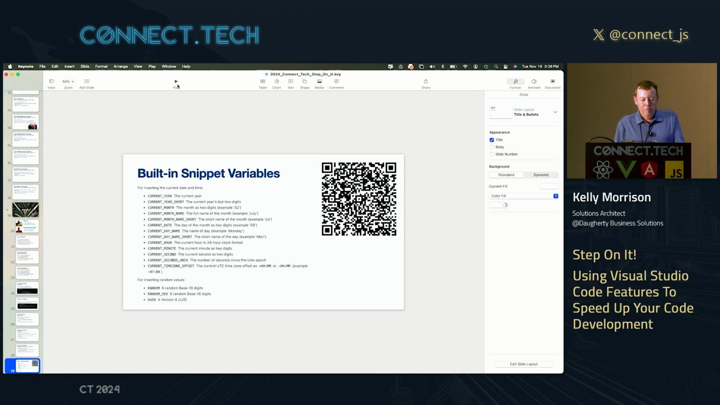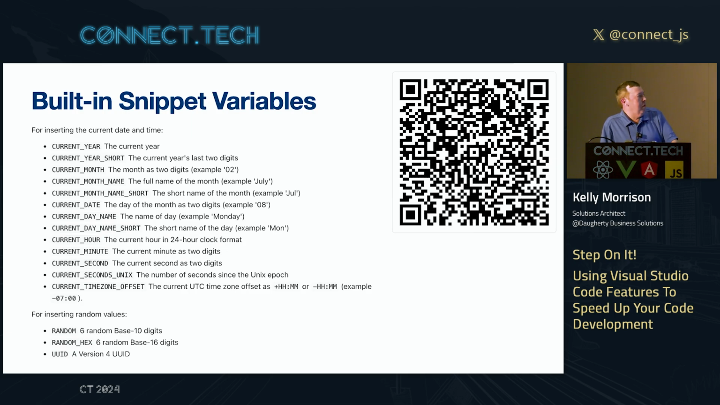Okay. A minute ago, I told you there's some built-in snippet variables. There's a whole bunch of them. There's that QR code over there. If you look at that, it will take you to the Microsoft documentation showing the exhaustive list. It'll let you insert things like the year, the date, the day of the month. You can create UUIDs, random numbers. All you have to do is put a $ sign and then whatever in your template, and it'll create it for you. So it's pretty useful to have. So everybody got that? Okay.